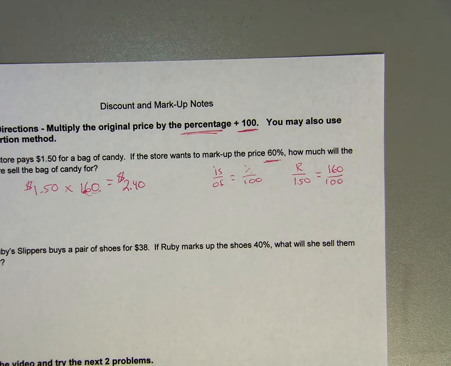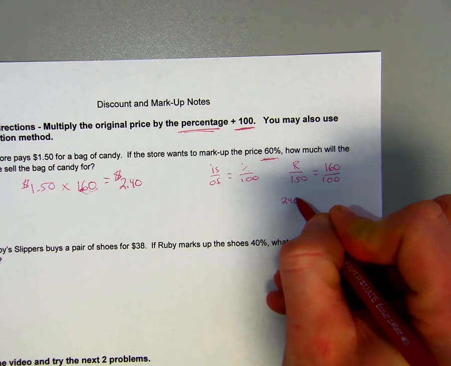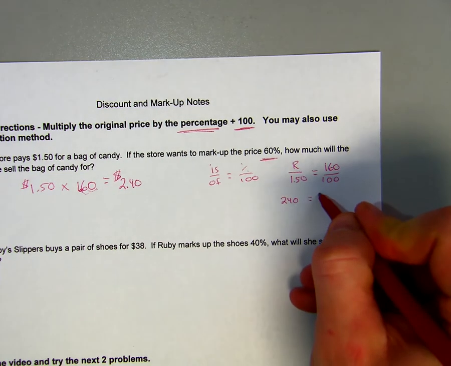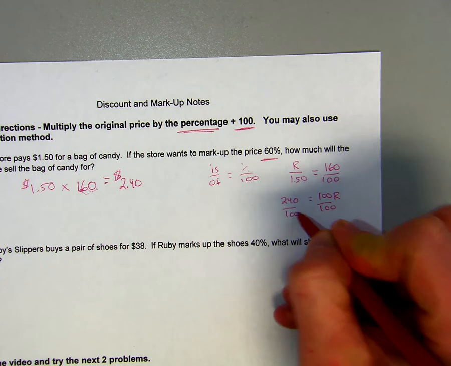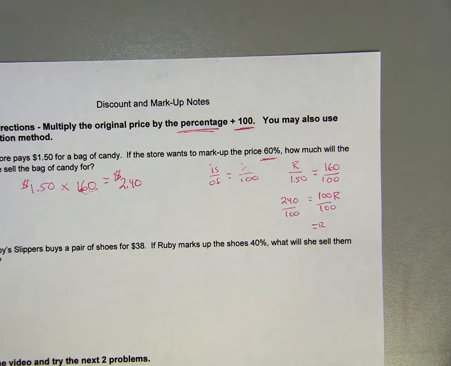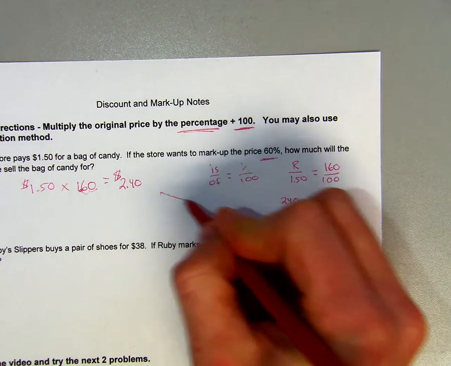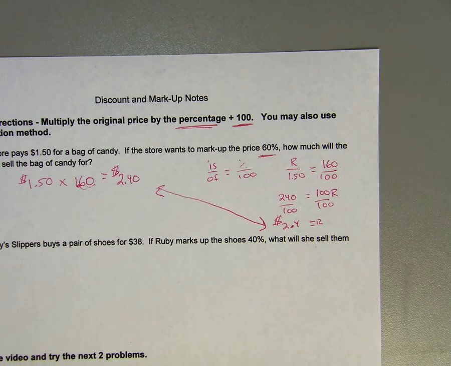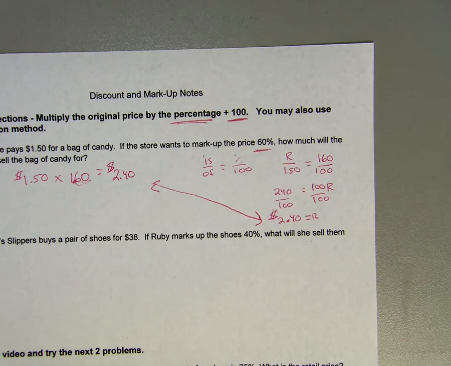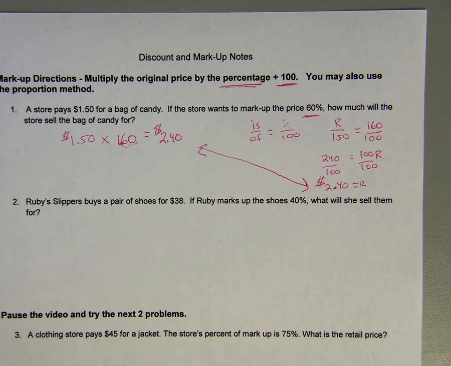So I'm going to go ahead and cross multiply, and 160 times 1.5 is 240, and that equals 100R. Divide by 100, and I get an answer of R is 2.4. It is the same answer as my other one. So I got the same answers, $2.40. Problem number 2.